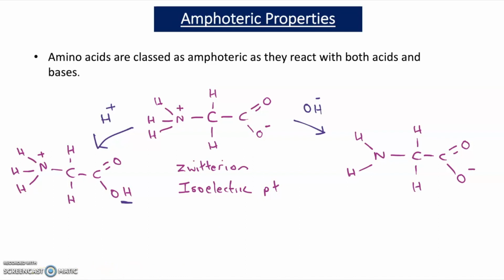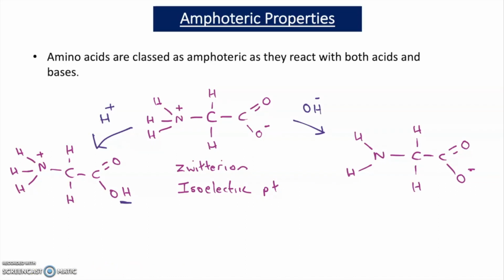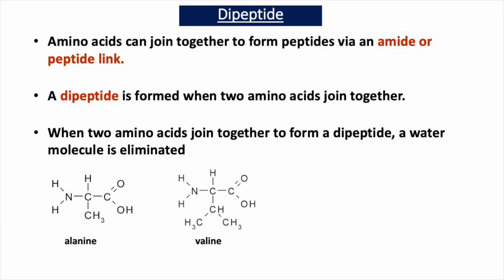So you can see that amino acids are classed as amphoteric because they react with both acids and bases. And that's what the term amphoteric means. It means they react with both acids and bases. They have acidic and basic properties. So the last thing we're going to look at in this video is the formation of dipeptides.